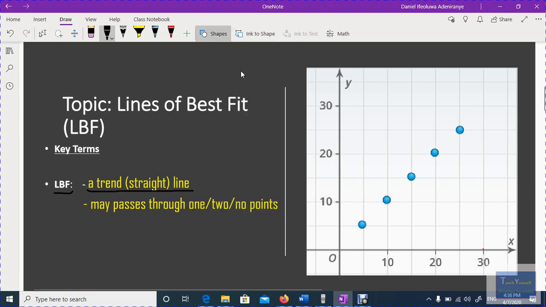Let's look at the plots we have on the right side. We have 5 different data points, and we can make a line pass through these points. In this case, we have this straight line. This black line is our line of best fit. This LBF is passing through the 5 data points, and it is a straight line. A line of best fit may pass through 1, 2, or no points. I'm going to explain this in a later note.